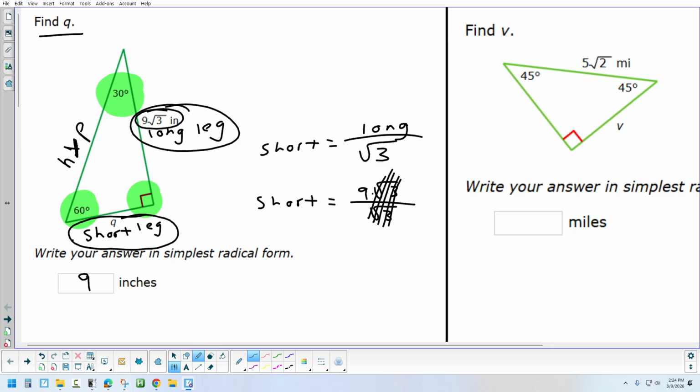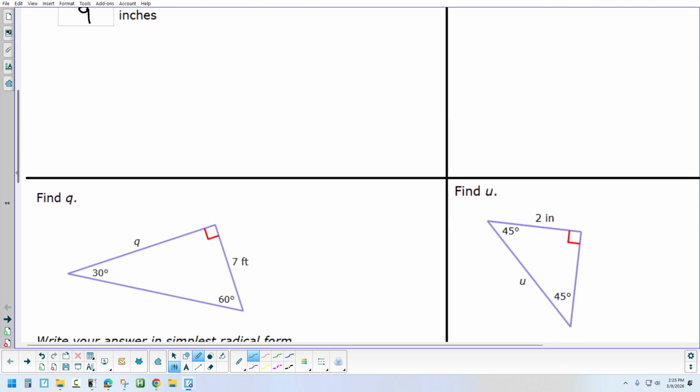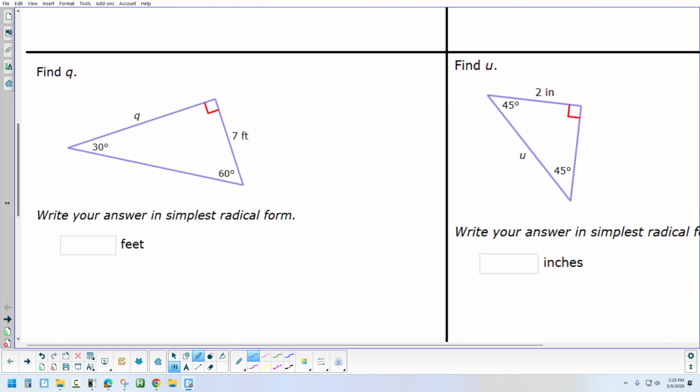Okay, that's the idea of every problem this week. You label the sides, you plug them into a formula, and then you get the answer. Any question on the first one? All right, let's stick with 30, 60, 90. So I'm going to come back to the 45, 45 in a little bit. Let's do this one.